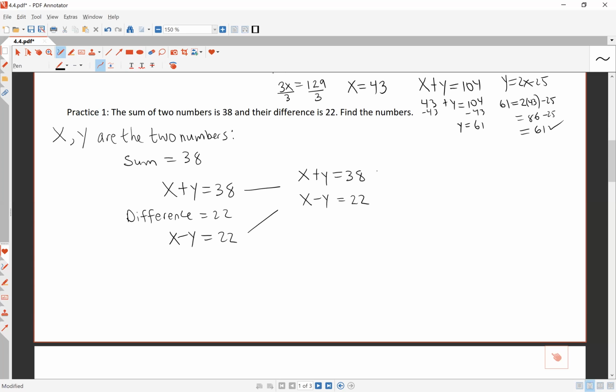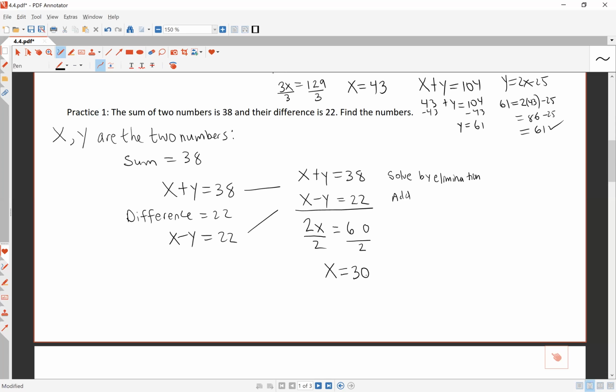And because of the plus y and the minus y, we're going to solve this one by elimination. Add our two equations together. When we do that, we have x plus x is 2x, y plus negative y is 0, and 38 plus 22 is 60. Dividing both sides by 2 gives us x is equal to 30.